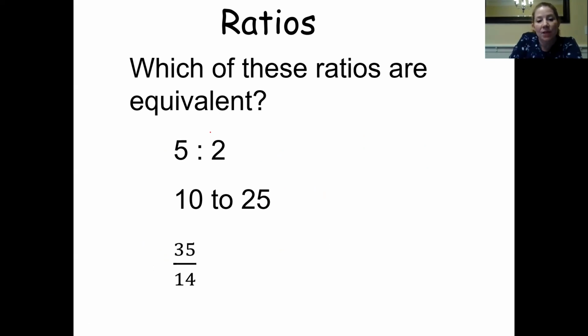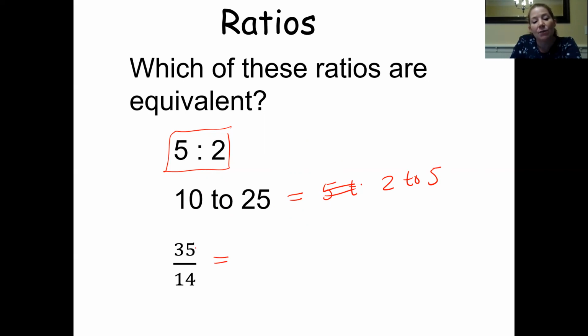Do you guys get it? Well, this one's in simplest form. If I divide 10 and 25 by 5, I would get 2 to 5. I can't change the order. If I divide them by 5, I get 2 to 5. And if I divide these both by 7, I can divide them by 7. 35 divided by 7 is 5, and 14 divided by 7 is 2.